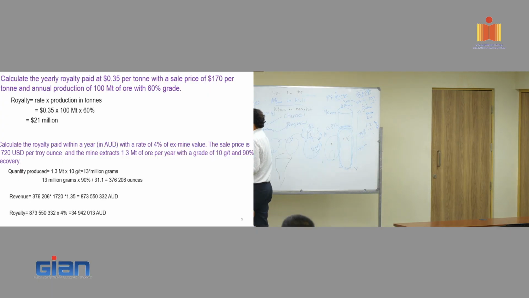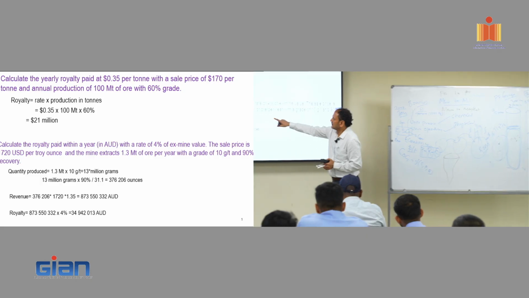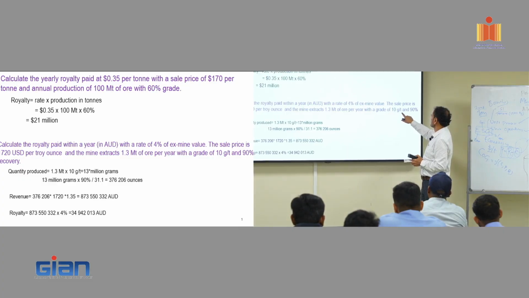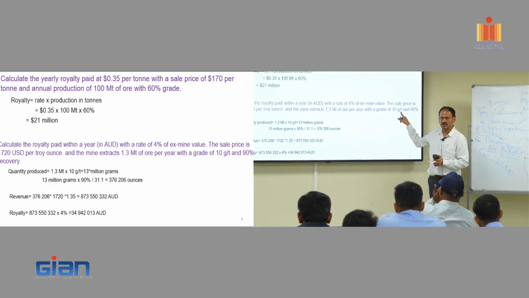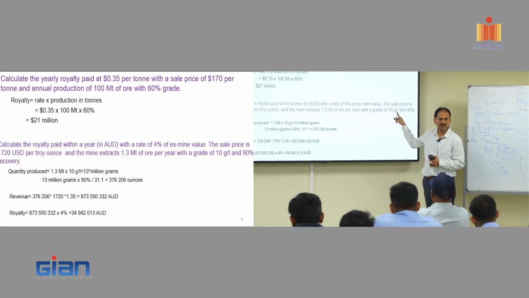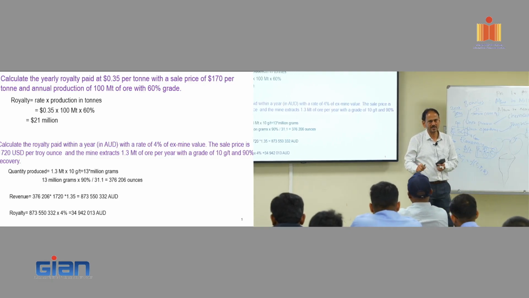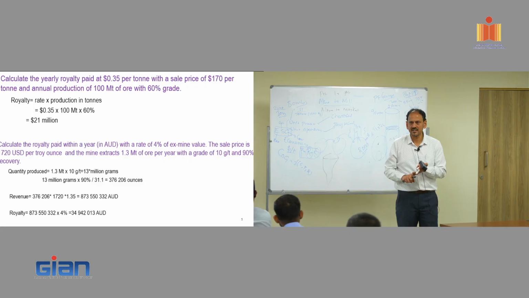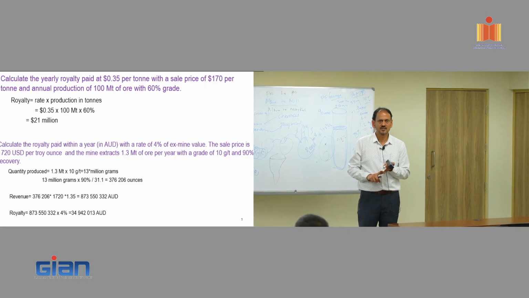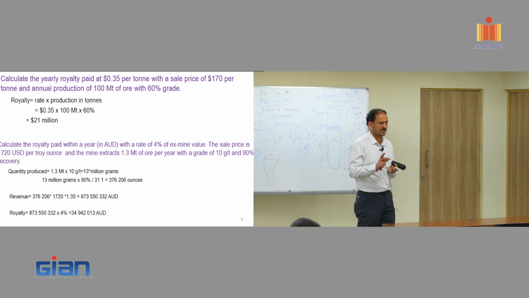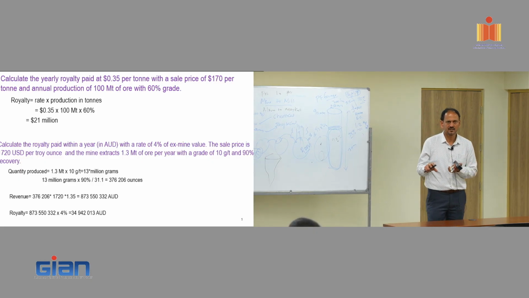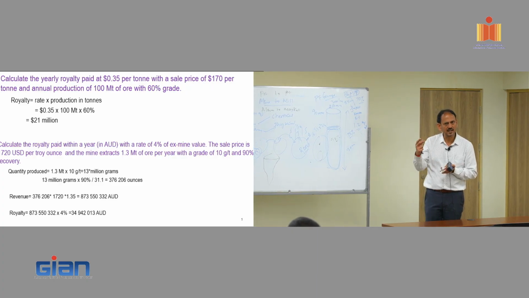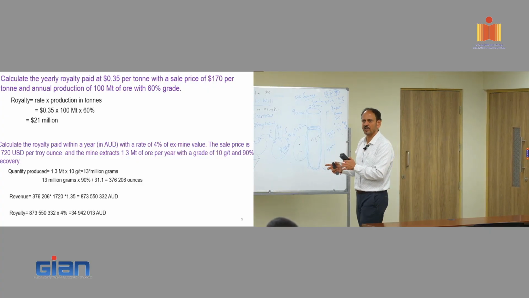And then the mine extracts 1.3 million tons of ore per year with a grade of 10 grams per ton. So that's surely gold, grams per ton. Silver is grams per ton. Platinum is grams per ton. Zinc is percentage. Copper is percentage. Lead is percentage. Aluminum is percentage. Typically, aluminum you get about 20%. Lead, zinc about 11%. Copper about 2%. Iron about 60%, likewise, to be economically extractable.